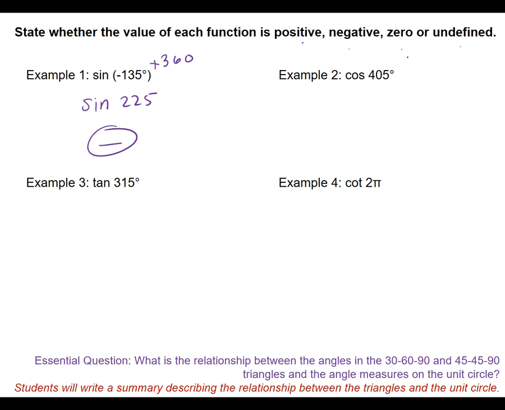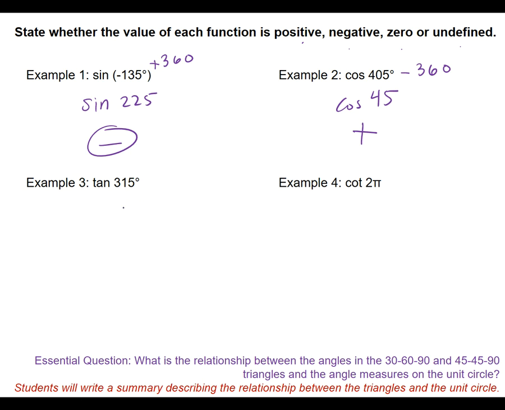Alright, is 405 on our unit circle? Now, how do I get to something on the unit circle? Minus 360. So I'm really looking at the cosine of what? 45. Perfect. What quadrant is the cosine of 45 in? Quadrant 1. You should be on your unit circle following this, so you understand how to do this. So cosine of 45 is in quadrant 1. Is it positive or negative in quadrant 1? Everybody's positive, right? So positive is my answer.